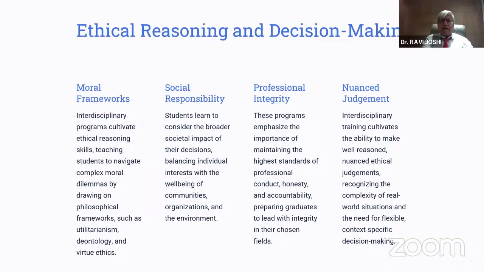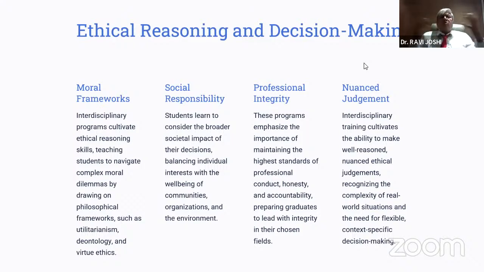While doing so, the interdisciplinary approach is also important for ethical reasoning and decision making. Generally, till today, of course, there are always exceptions, the curriculum was having a multifaceted or multidisciplinary approach. But now, due to the National Education Policy, the interdisciplinary and multidisciplinary approach is there to develop the skills of moral framework, social responsibility, professional integrity, and nuanced judgment.